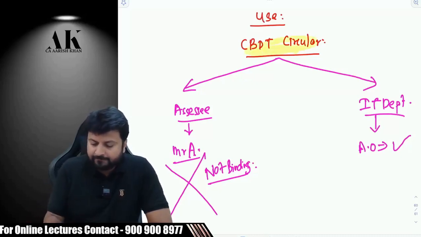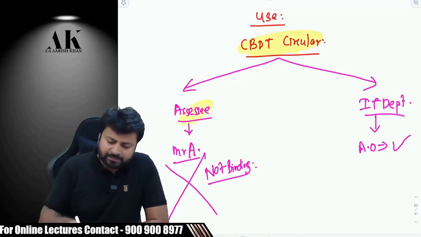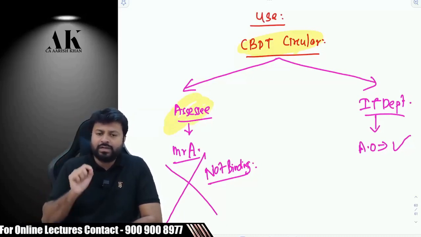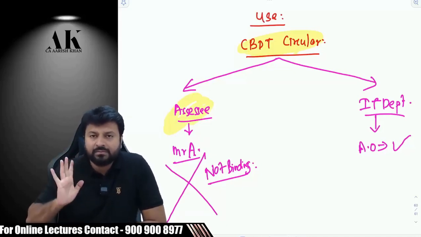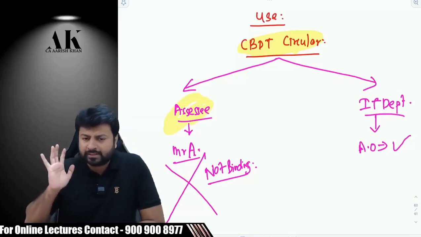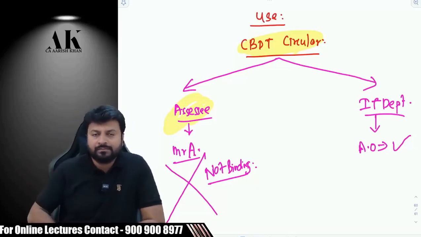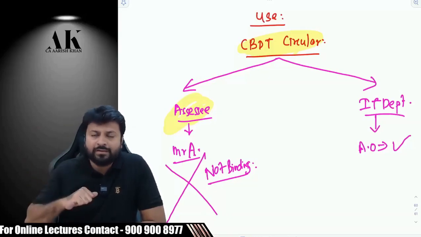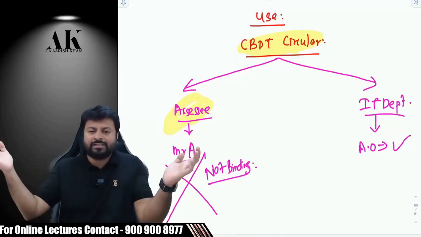CBDT can issue two types of circular. Listen carefully. From the assessee's perspective, CBDT can issue two types of circular. One is beneficial, one is harsh. If a circular is beneficial, which is 99.9% of the cases, the circular issued by CBDT is beneficial to the assessee. Then the assessee will not raise any question. He will accept it with both hands.